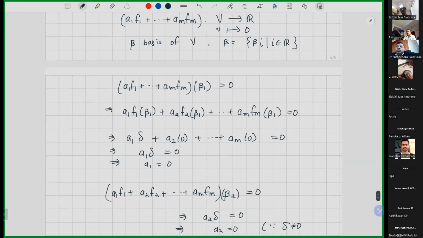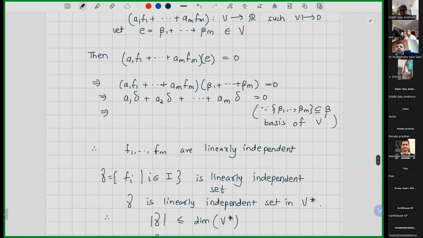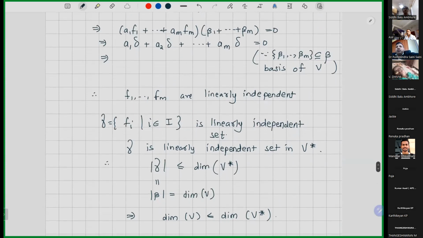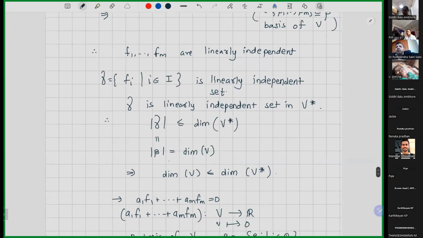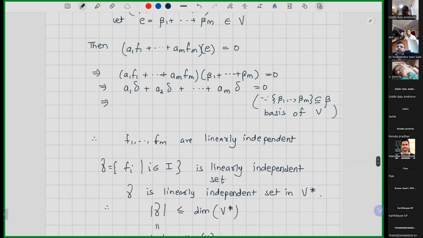If you go up a bit, here B1 to B_M is a subset of beta, the basis of V. After the delta thing, this line, even this delta, yeah, this one. We are in R now actually.